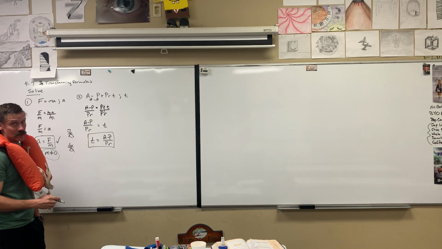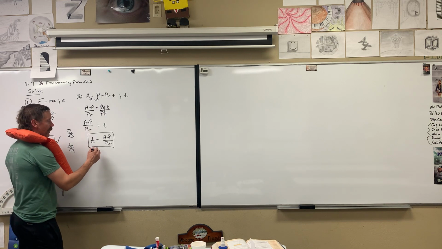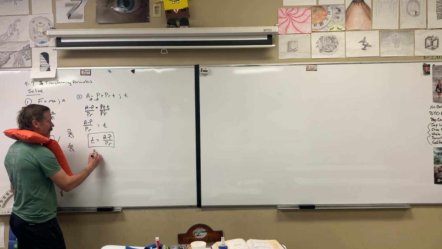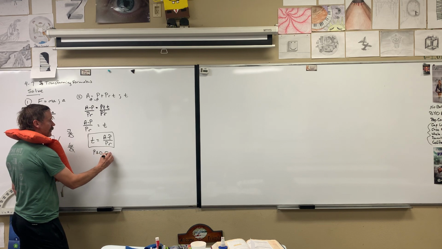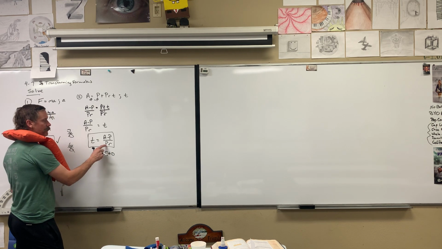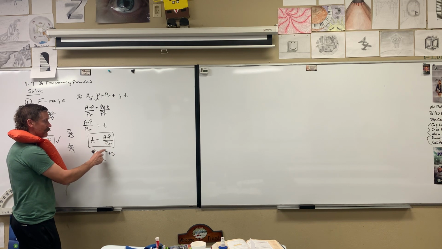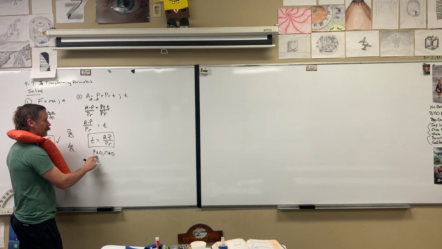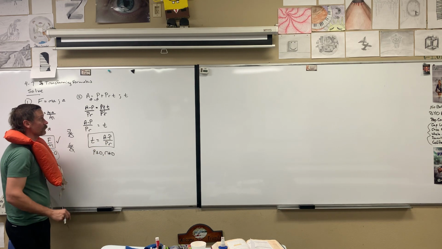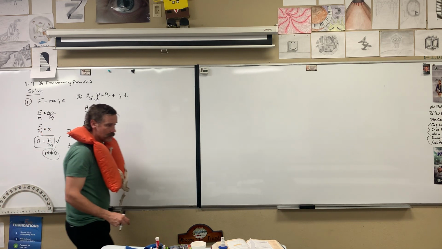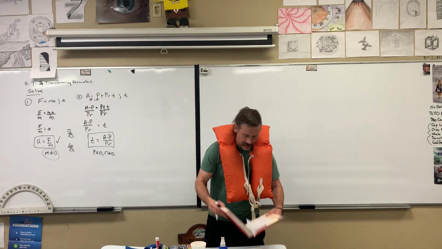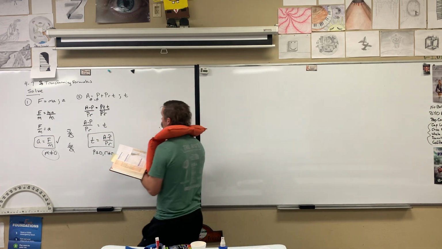Now the restriction is, in this case, P can't equal 0 and R can't equal 0. Because if P was 0, 0 times anything is 0. If R was 0, 0 times anything is 0. And you can't divide by 0. So those would be the restriction parts for that problem. All right, let's take a look at number 3 and try another one.